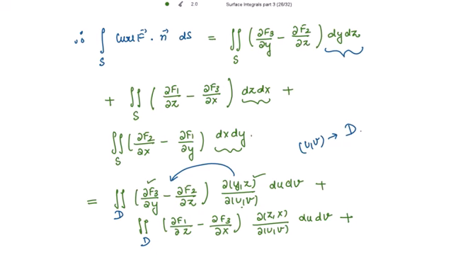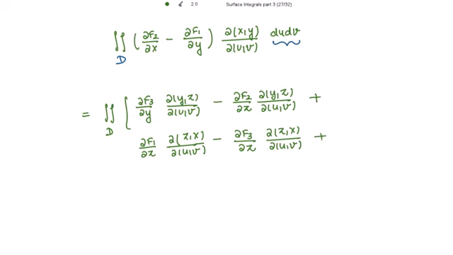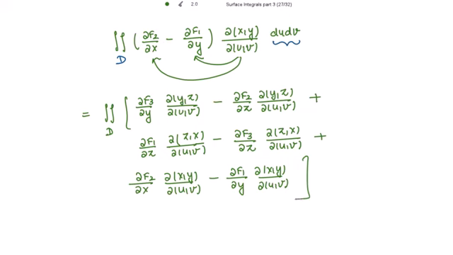Right? Plus, then I need to multiply this with ∂f1/∂z by ∂z and then with ∂f3/∂x by ∂x. Plus, I need to multiply this with these two, taking everything in bracket and writing outside du dv. I need to collect the terms with f1 first. So collecting these two together. So this is double integration over D.